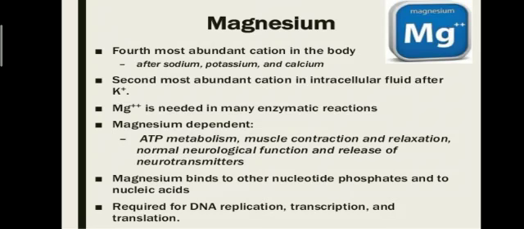It is an essential constituent of chlorophyll in green plants. Magnesium is needed in many enzymatic reactions. Magnesium dependency includes ATP metabolism, muscle contraction and relaxation, normal neurological function and release of neurotransmitters. Magnesium binds to other nucleotide phosphates and to nucleic acids. It is required for DNA replication, transcription and translation. These are all the uses of magnesium.